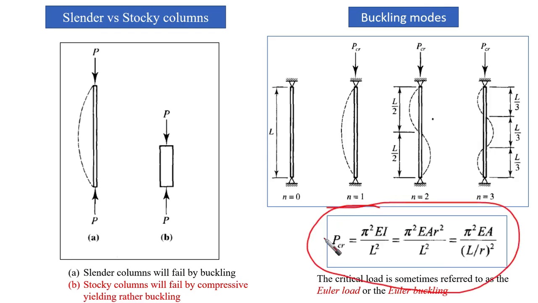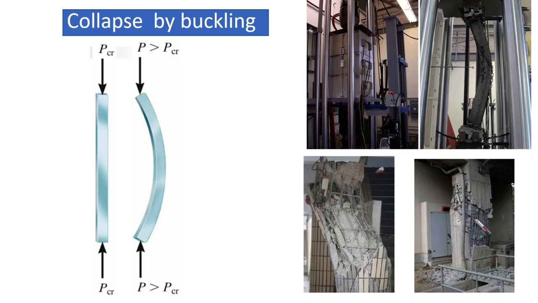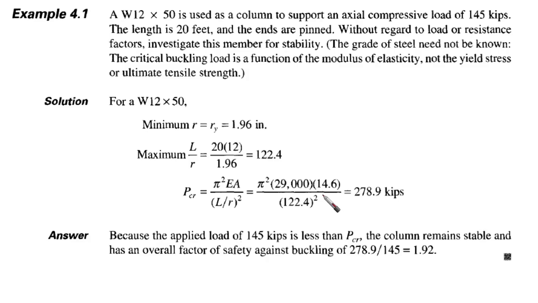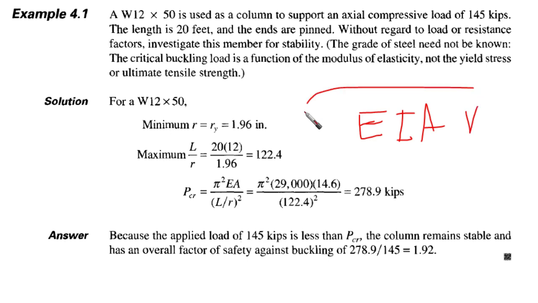Now we realize that we have something to do with E, A, L and r, but there is nothing related to F ultimate or F yield. According to this stage, all we have to know is, like I said, E, I or A, for example, and the radius of gyration. That's it. Radius of gyration.